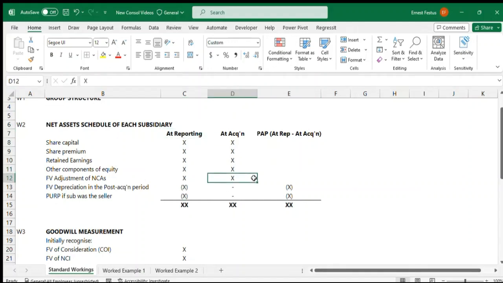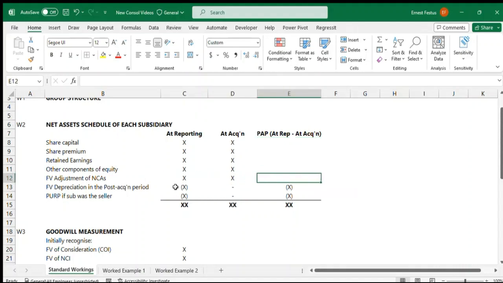Then we want to know the post acquisition movement within these assets. So what we do here is that we take the particular net assets item from the reporting date, and then we subtract the value at acquisition date to get the post acquisition profit. Alright, so that is it.